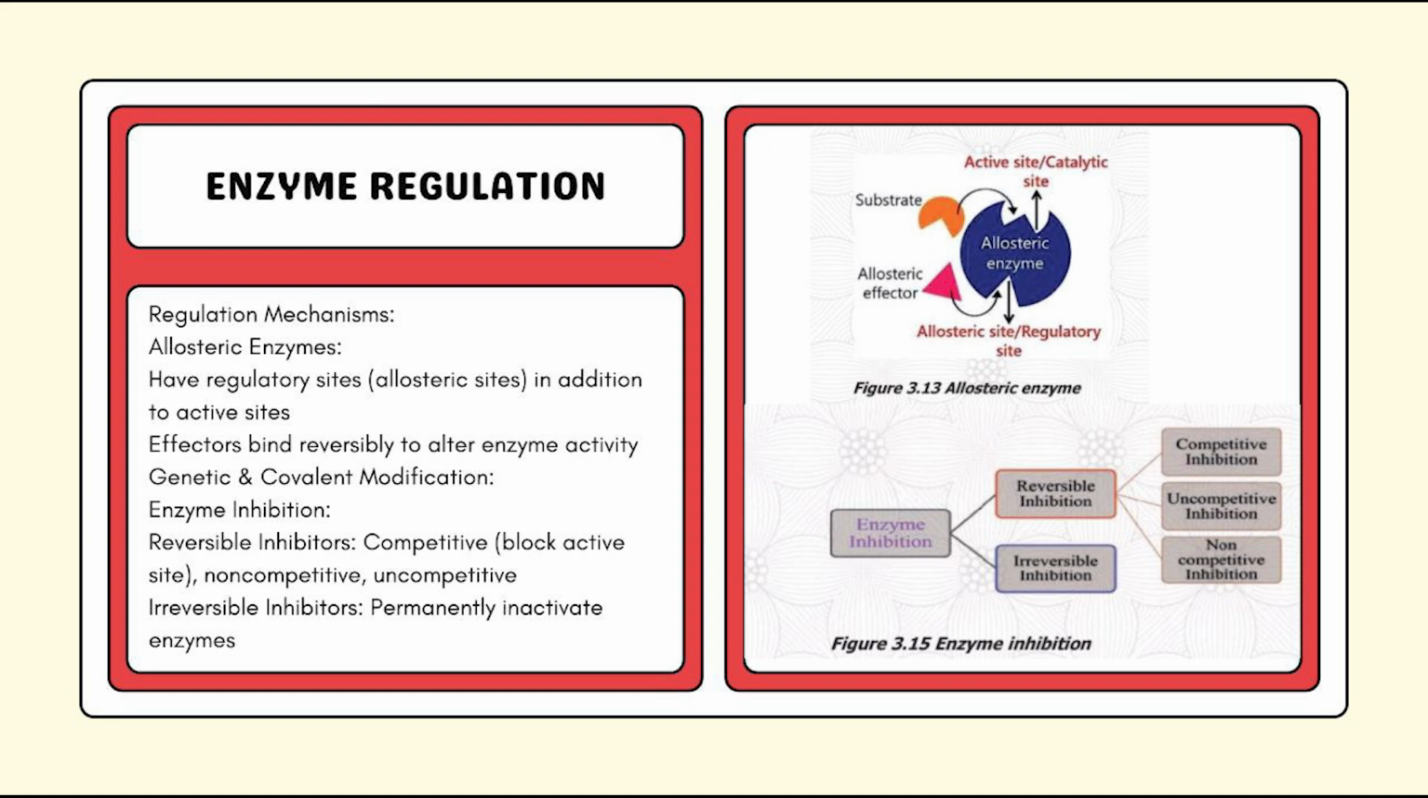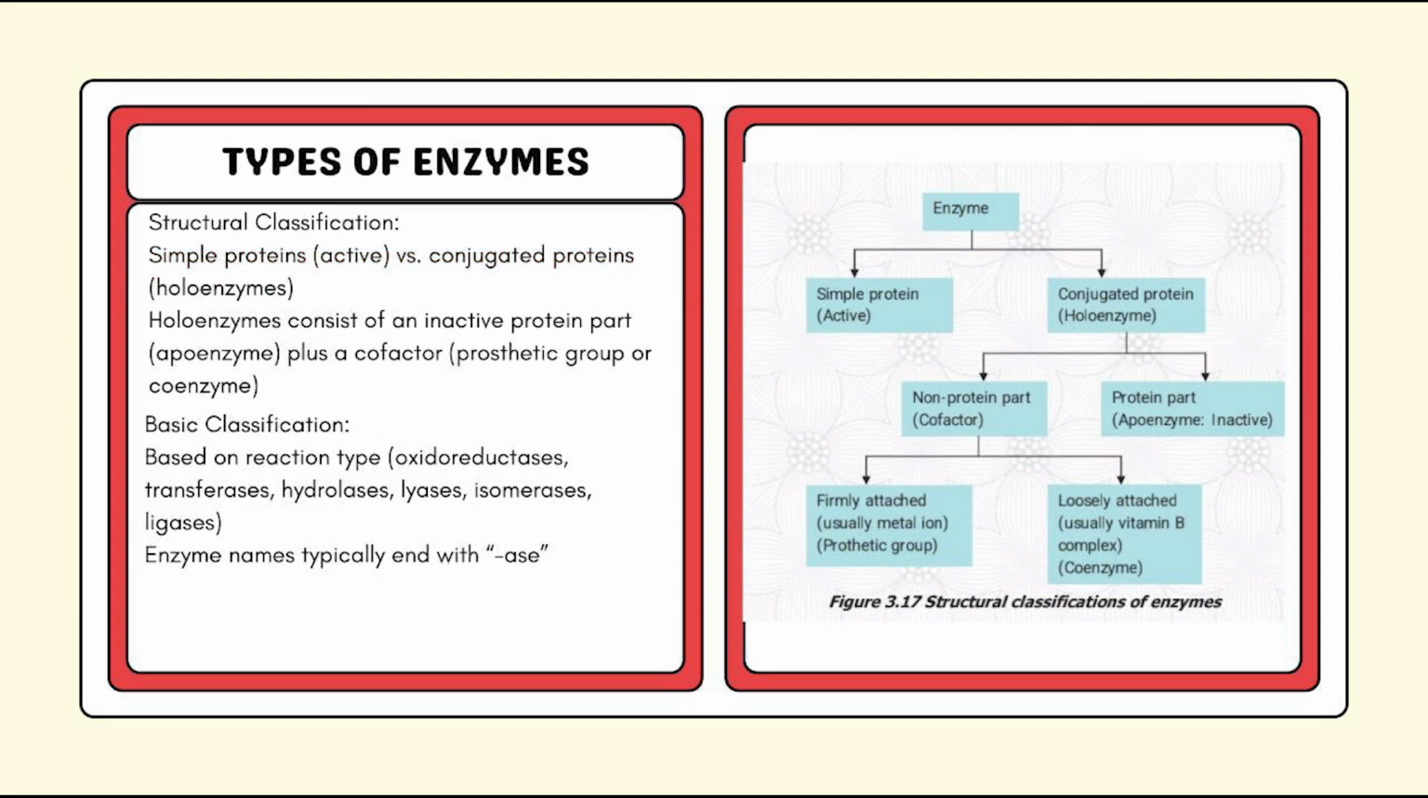And enzymes can be classified in a couple of ways. First, by their structure. The first one is simple proteins, which are active enzymes, versus conjugated proteins, which are holoenzymes. Holoenzymes consist of an active protein part called an apoenzyme plus a non-protein part called a cofactor. The cofactor can be a tightly bound metal or prosthetic group, or a loosely bound vitamin complex, which is known as a coenzyme, as shown in figure 3.17.